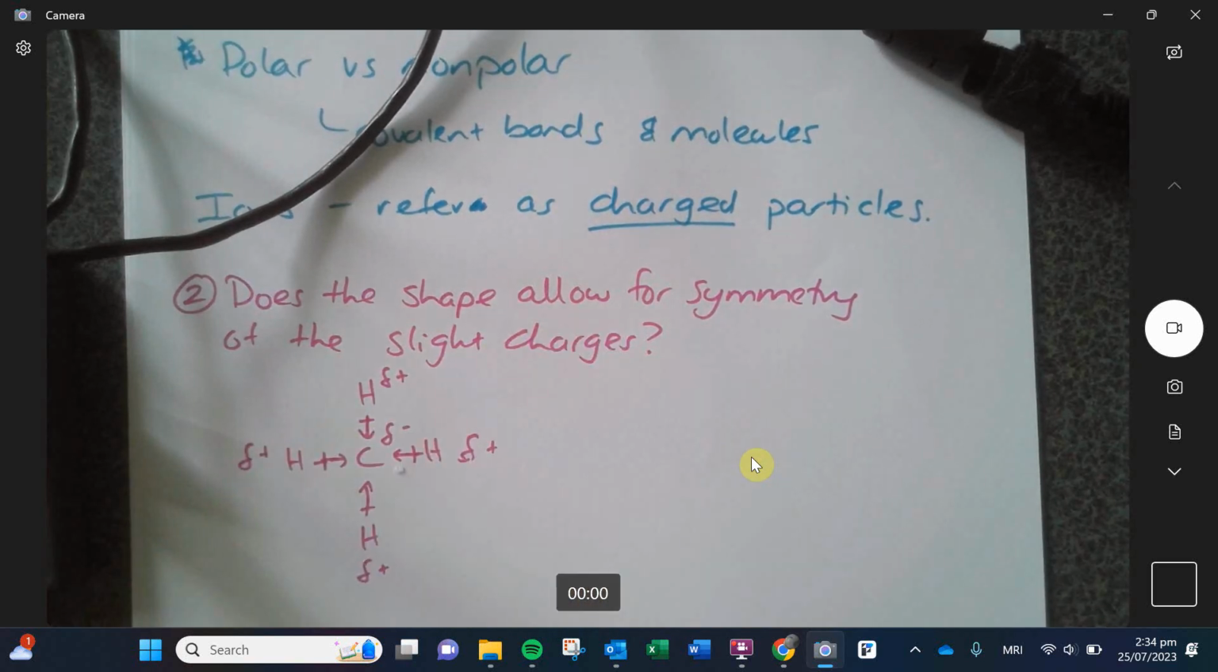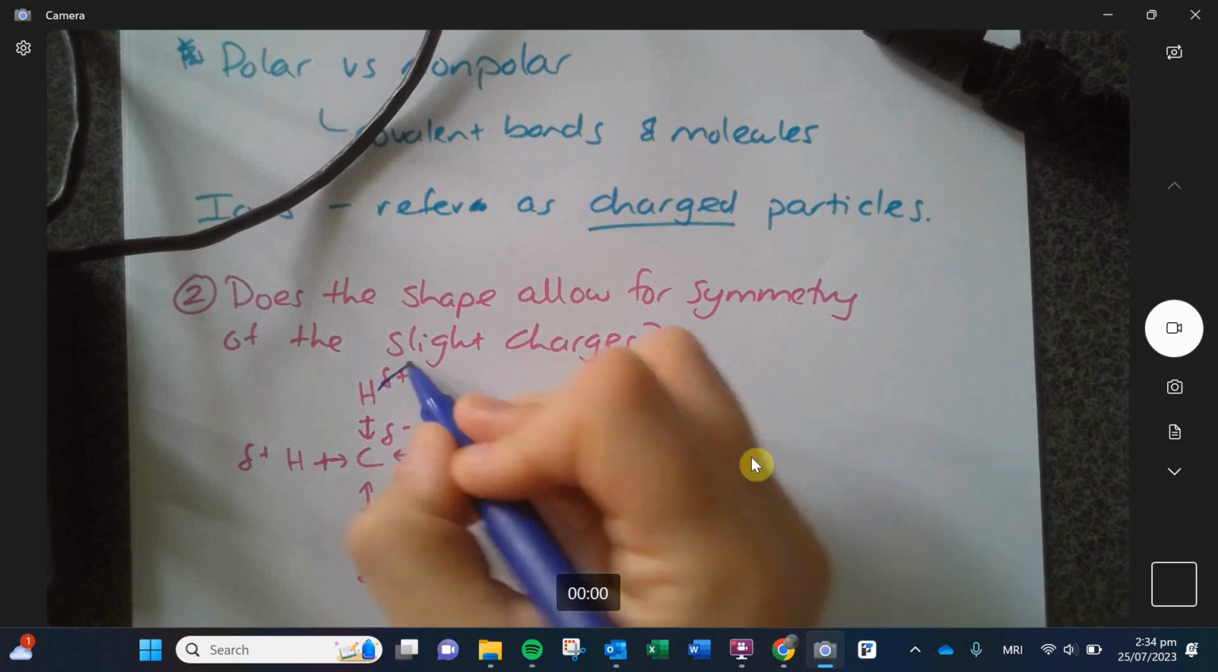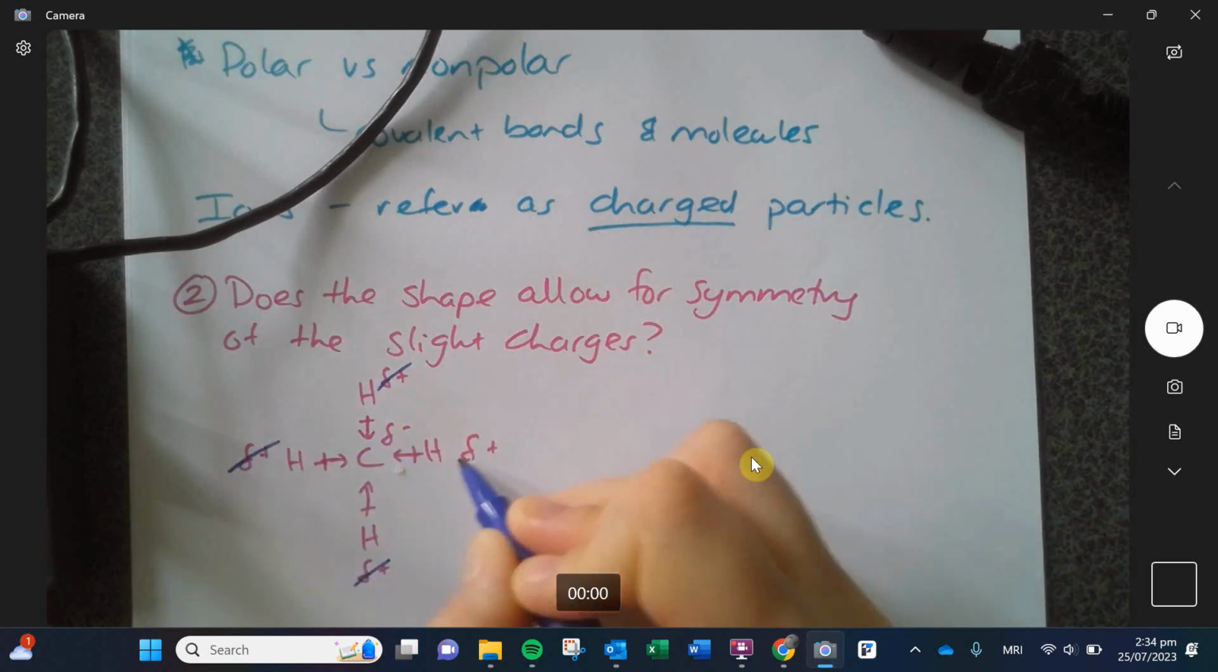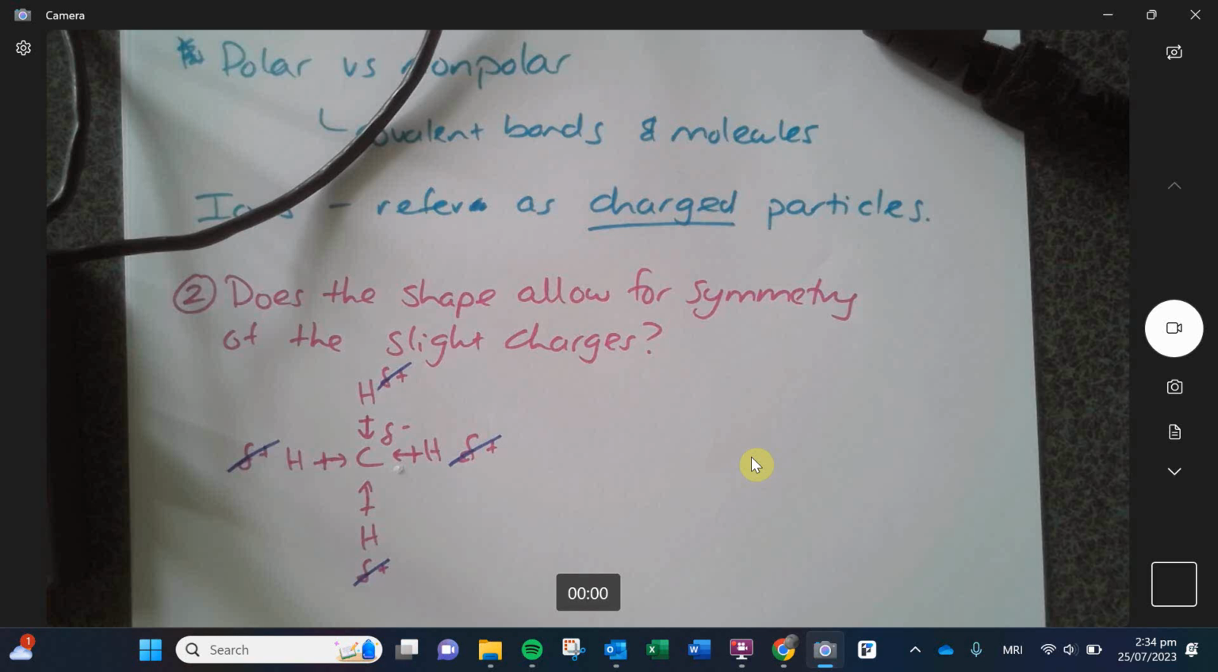like that. Now, when I look at this molecule, there is symmetry, and I will notice that the positive charges are going to cancel out. So like charges cancel out if there's symmetry. And since these charges are canceling out, this molecule will end up being nonpolar.